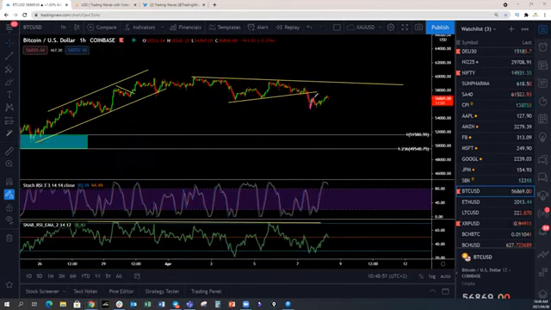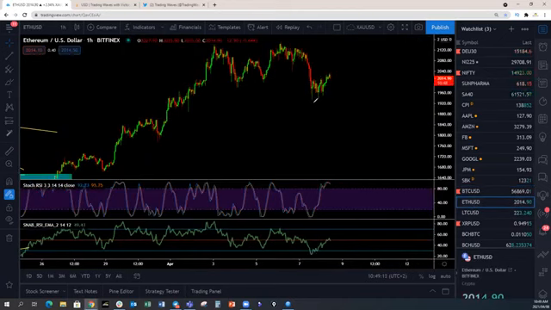The 1 hour is showing us continuation to the downside. So Bitcoin will continue to the downside from this. And then we'll see this continue to the downside. So we are going to get a pullback there on Bitcoin. Same as Ethereum, which has made a three-wave pullback and should continue lower from current levels.